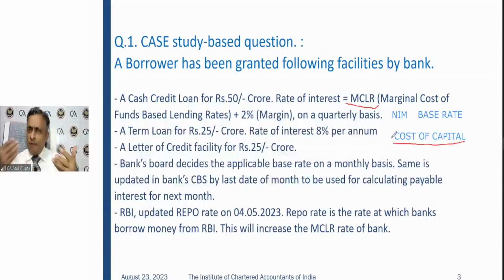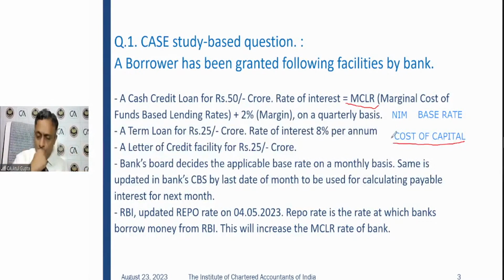So it's an evolving process. It's a dynamic process. Over a period of time, the Reserve Bank of India and the government realized that each bank has to know what its cost of capital is, and what my average cost of capital is. Just understand.